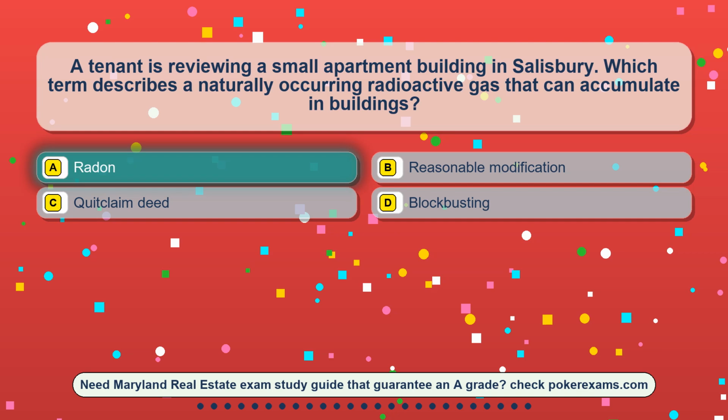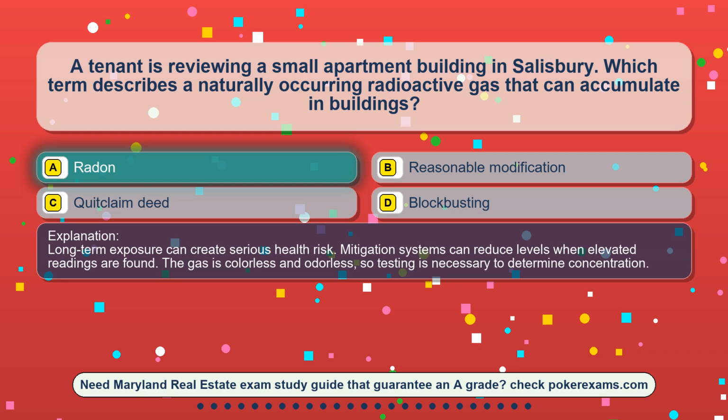The correct answer is option A, radon. Long-term exposure can create serious health risk. Mitigation systems can reduce levels when elevated readings are found. The gas is colorless and odorless, so testing is necessary to determine concentration.